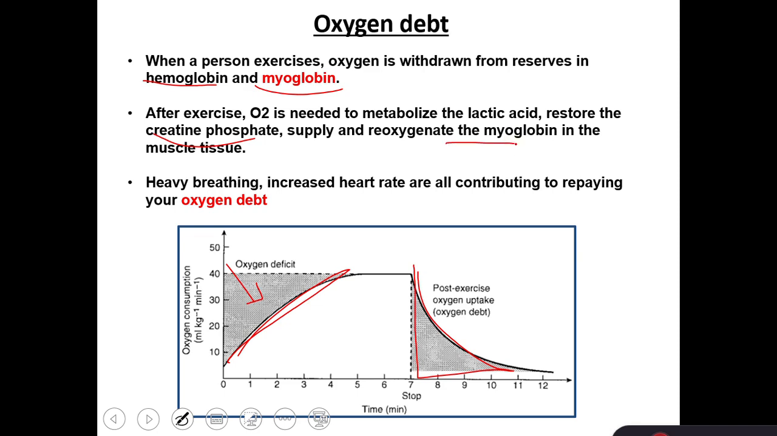How do we pay this debt back? By increasing the respiratory rate and increasing the heart rate. All of that will drive oxygen in quickly so we can pay our oxygen debt. It's like you are taking some money from your credit card, so you have a debt, then you work so that you earn the money and pay it back.